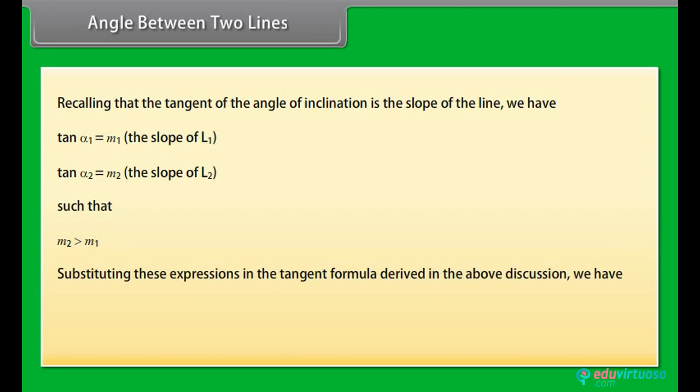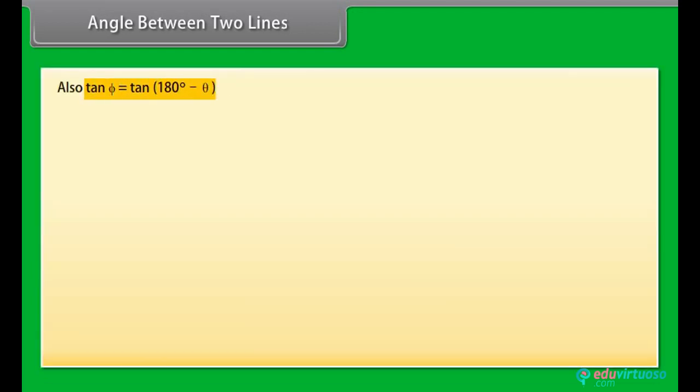Substituting these expressions in the tangent formula derived above, we have tan phi is equal to (m2 minus m1) divided by (1 plus m1 m2). Also, tan theta is equal to tan of (180 degrees minus phi), which is equal to minus tan phi, which is equal to minus (m2 minus m1) divided by (1 plus m1 m2), as 1 plus m1 m2 is not equal to 0.